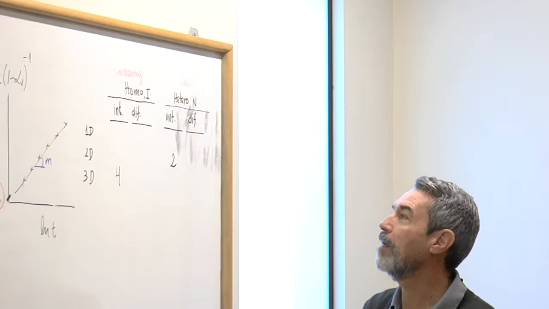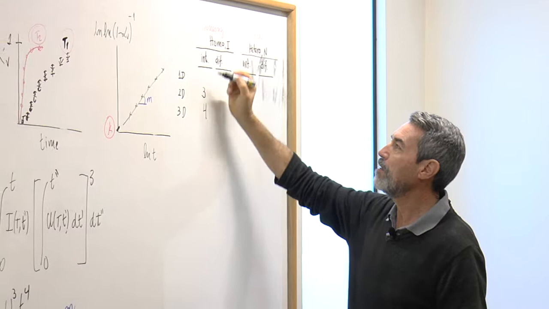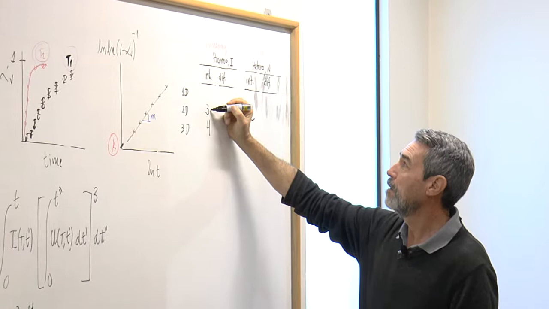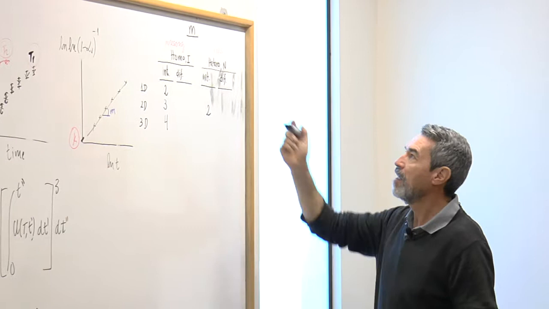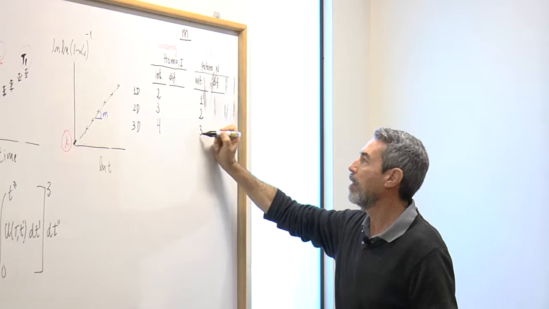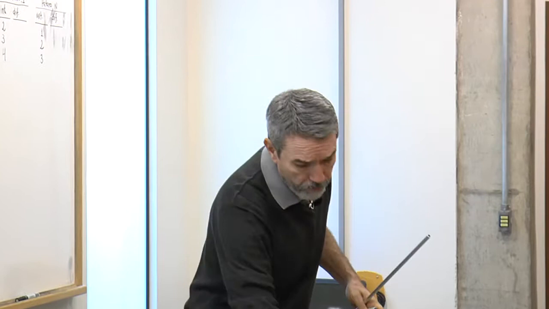You can solve for all these cases, and you find out that for interface controlled growth of two-dimensional crystals, M is equal to 3. This is the table for M, the Avrami parameter. Here, M is equal to 2. For heterogeneous nucleation, here is 1, here is 3. For diffusion-controlled growth, it is different from this case here.